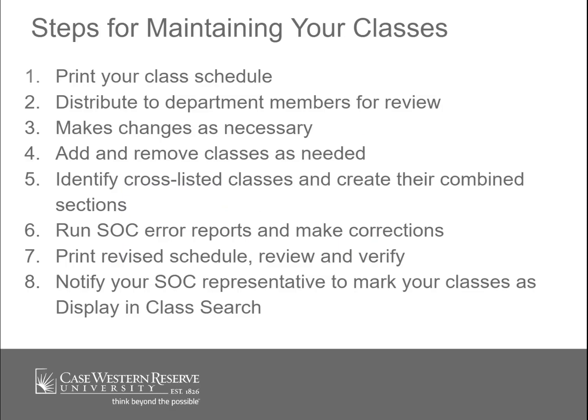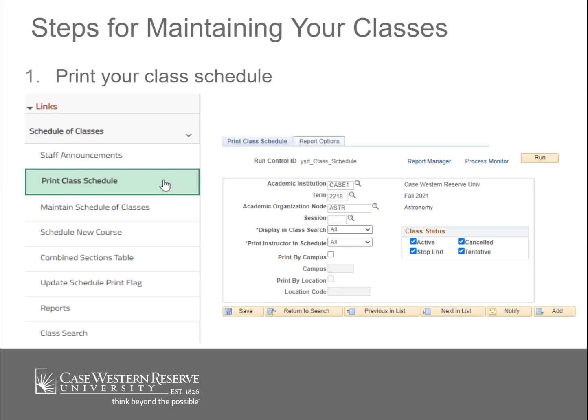Here are the suggested steps to take to maintain your classes. We'll go through them one at a time. Step 1 is printing your class schedule. You'll do this by running the Print Class Schedule process. This will generate a report of all the classes currently on your schedule. You should print out this report.